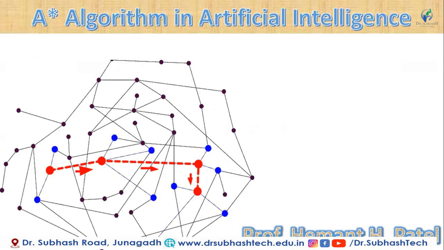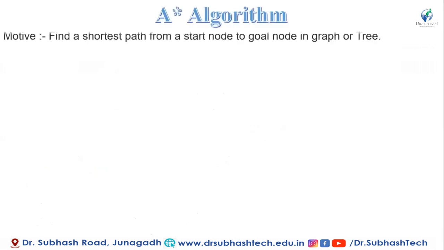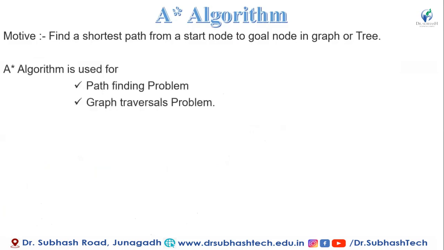A star algorithm comes under the heuristic search. So friends, the motive of A star algorithm is that it finds the shortest path from the starting node to the goal node in a graph and tree. A star algorithm is one of the best and most popular techniques used for pathfinding and graph traversal problems. It uses the best first search algorithm for that.